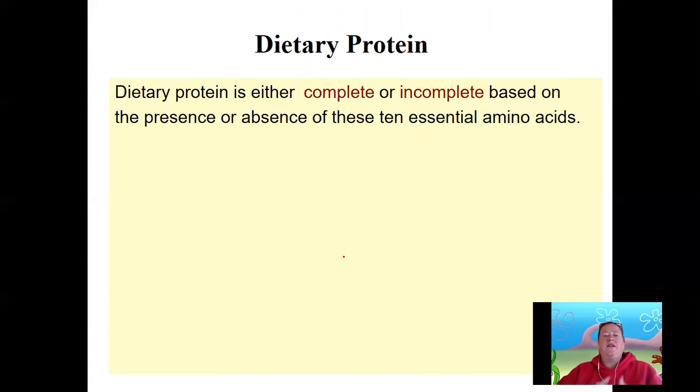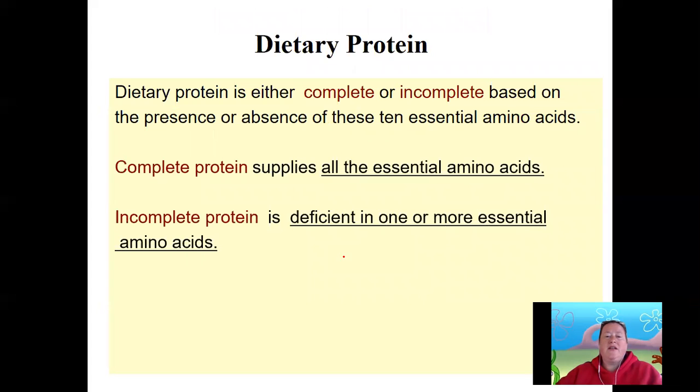So dietary protein can be categorized as either a complete or incomplete protein based on whether it has these amino acids. A complete protein supplies all of the essential amino acids, and sources of complete proteins include meats, dairy, and things like that, eggs, poultry. And an incomplete protein is deficient in one or more of the essential amino acids.